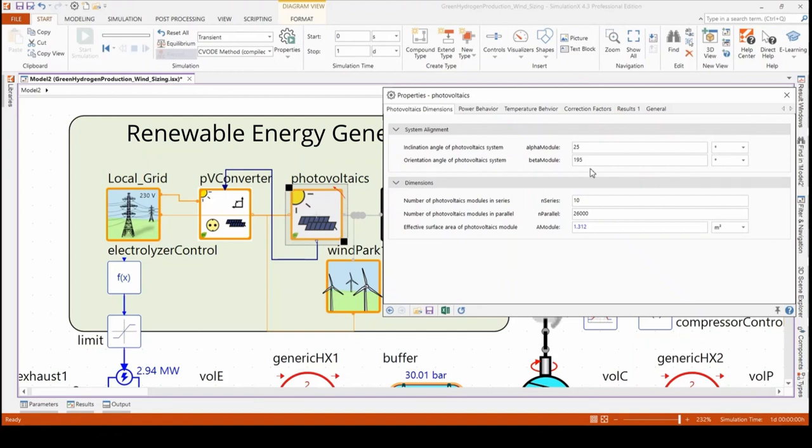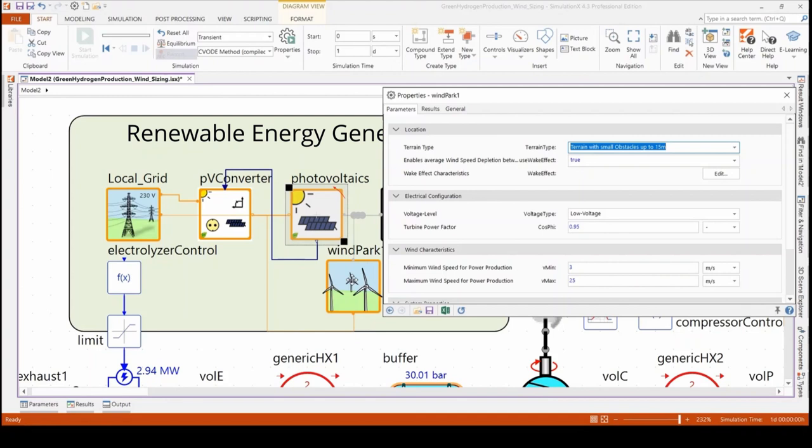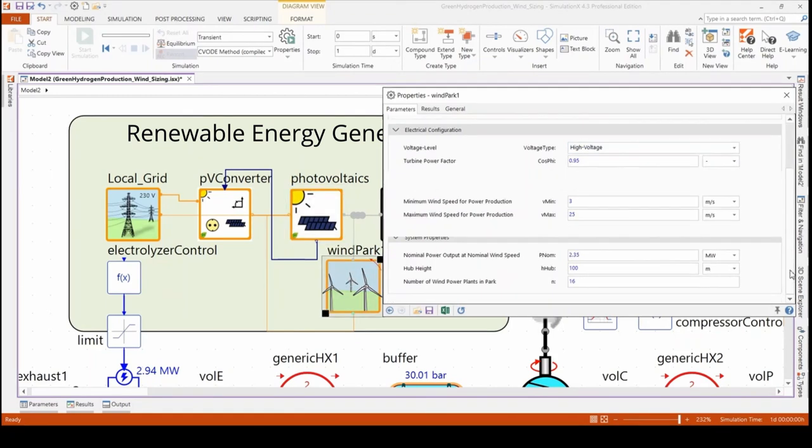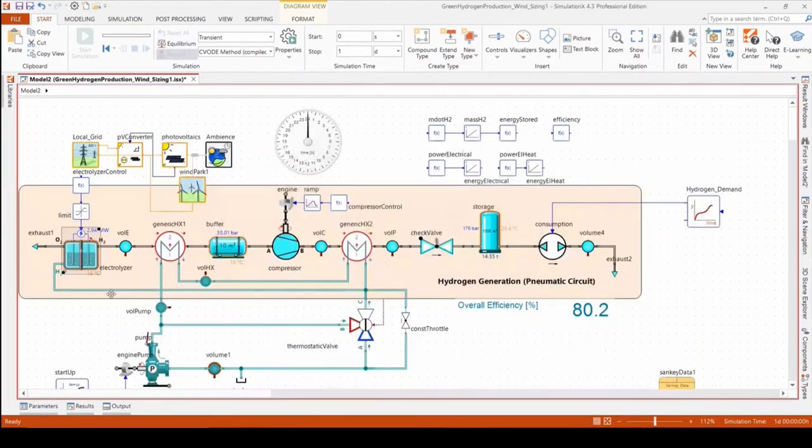The photovoltaics element can be parameterized with information such as alignment and the dimensions of the PV module and the number of PV modules connected in series and in parallel. The wind park element can be parameterized with the type of location, its electrical configuration, wind characteristics, and the nominal system parameters. The energy generated by the wind and the solar plants is then fed to the local grids by means of a converter. Now, let's look at hydrogen generation.